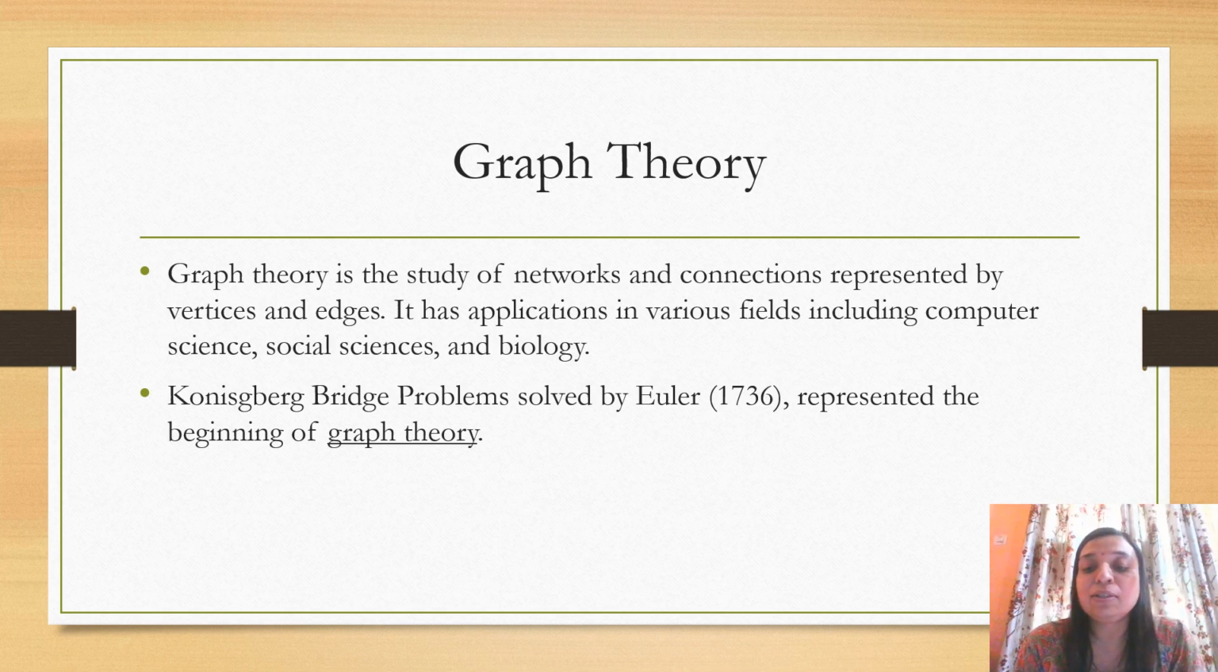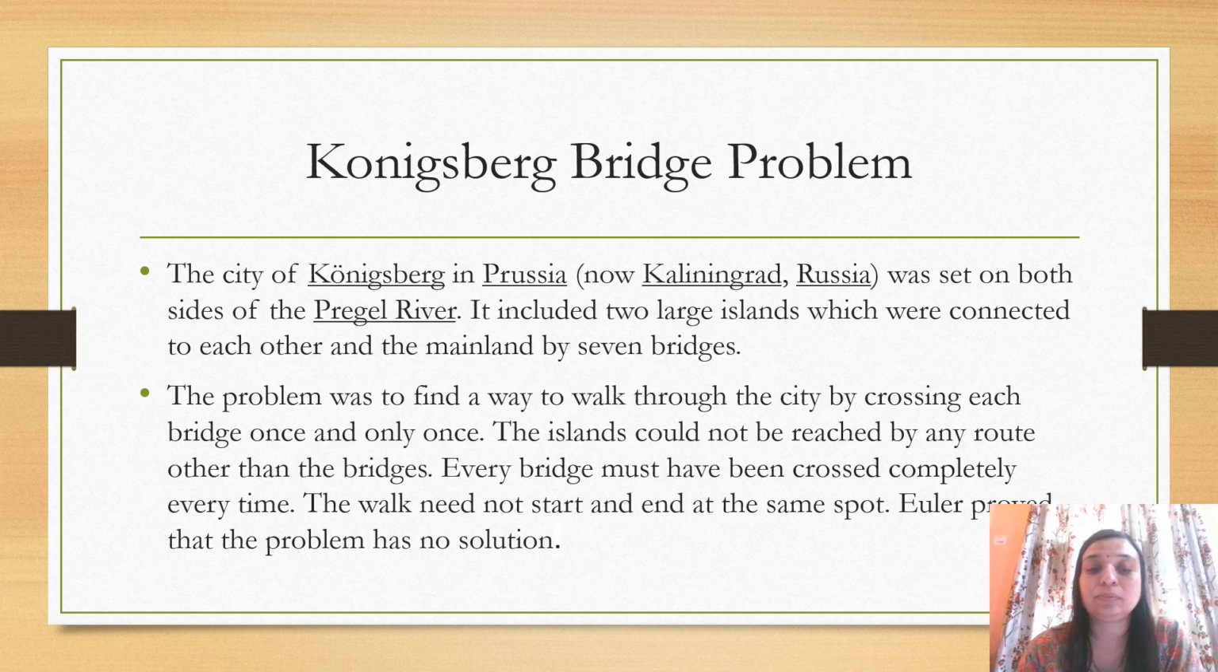So let's move on to it. We first discuss what the Königsberg Bridge problem actually was, which led to the discovery of the whole exciting field of graph theory. Königsberg was a town in Prussia, which is now Russia, and it was set on both sides of the Pregel River. It has two main islands, and they were connected by 7 bridges.